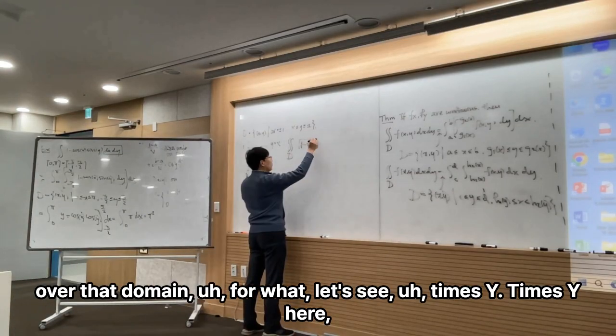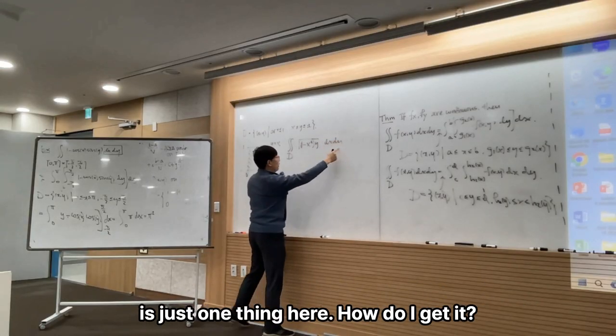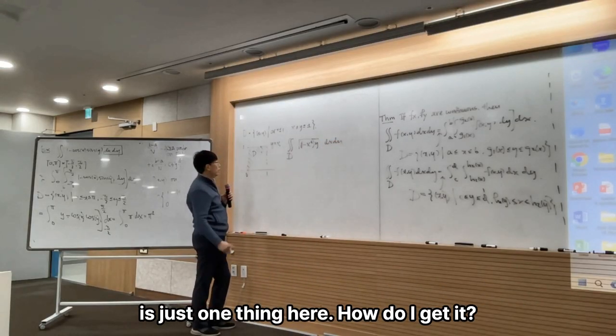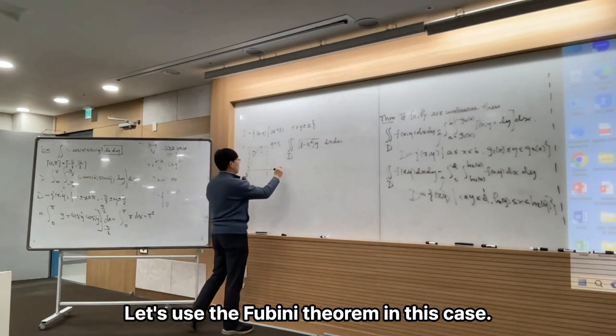times y here, and dx dy. This dx dy is just one thing here. How do I get it? Again, you can use the definition or use the Fubini theorem. Let's use the Fubini theorem in this case.